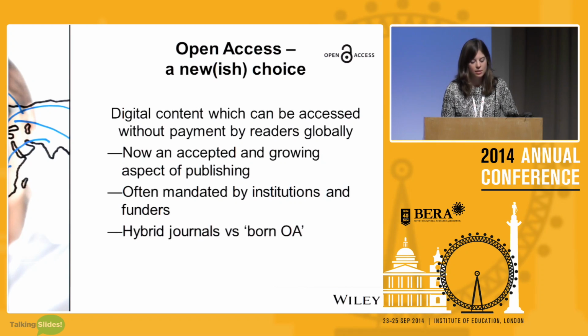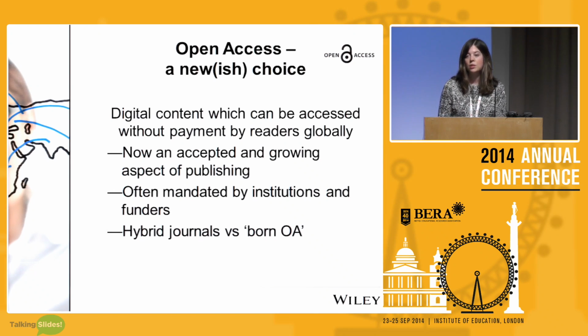So we've heard a lot about open access, and it's relatively new, I think the debate's been going on for a much longer time, but it's really come to the surface in the last couple of years. So what is open access content? Digital content which can be accessed without payment by readers globally, and I would add to that it's in perpetuity, so for as long as it exists and it's the version of record and it's free to access. It's now accepted and growing part of publishing, often mandated by institutions and funders, particularly in the UK, where we've seen a big move towards gold last year, whereas in other regions it's sort of looking more at green, and I'll define those in a second.